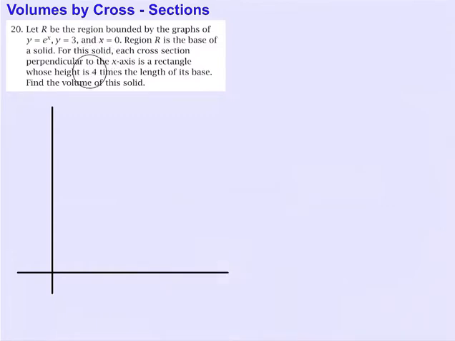In today's video, we are going to talk about the volume of a different kind of solid object, one that's not made by revolution. So we'll see how this one looks. Let R be the region bounded by the graphs of y equals e to the x. We know what exponential growth looks like. And the line y equals 3.